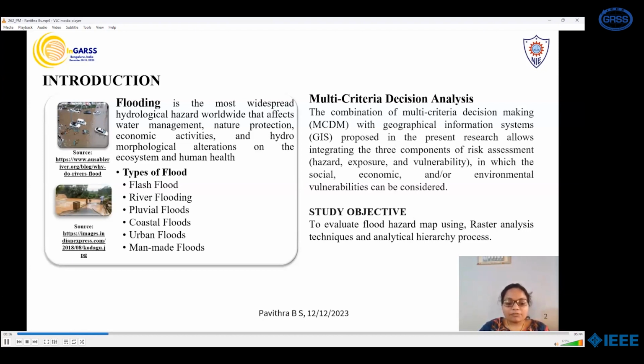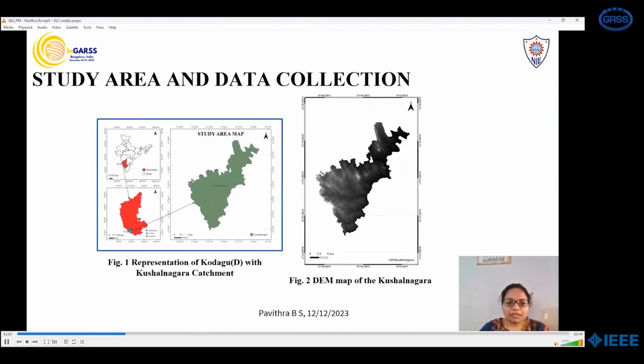The objective of the study is to evaluate flood hazard map using raster analysis techniques and analytical hierarchy process using GIS enhanced technique. Kushalnagar is a city located in Kodagu district. It is situated on the banks of river Kaveri. This area covers about 33 km square and the elevation is 844 meters. The latitude and longitude of this area is 12.47 degrees north and 75.97 degrees east respectively.